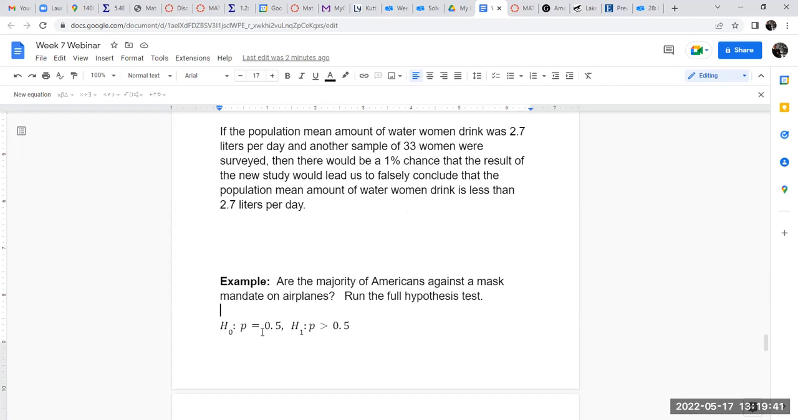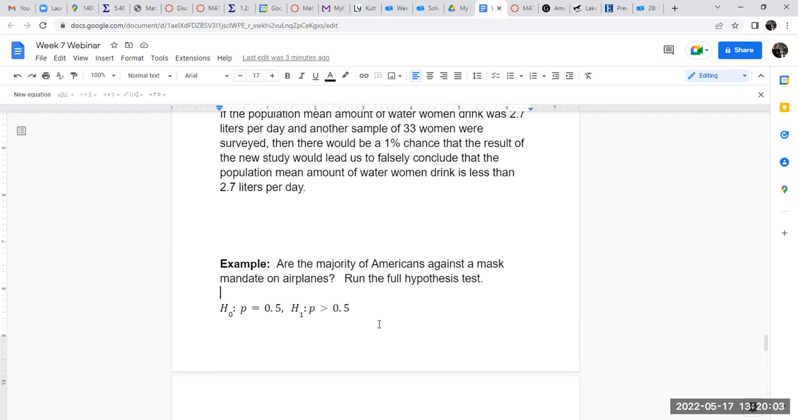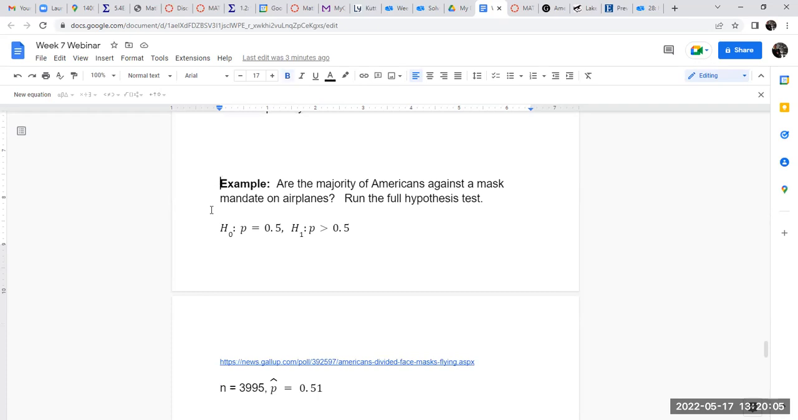Okay, so a majority means greater than 50% or greater than 0.5. Okay, by the way, is this a left tail test, a right tail test, or a 2-tail test? Right? Yeah, it's a right tail test because it's greater than. Any questions on this?